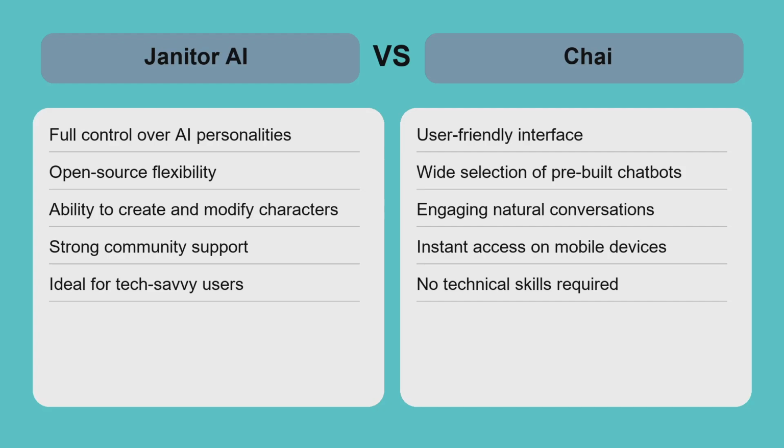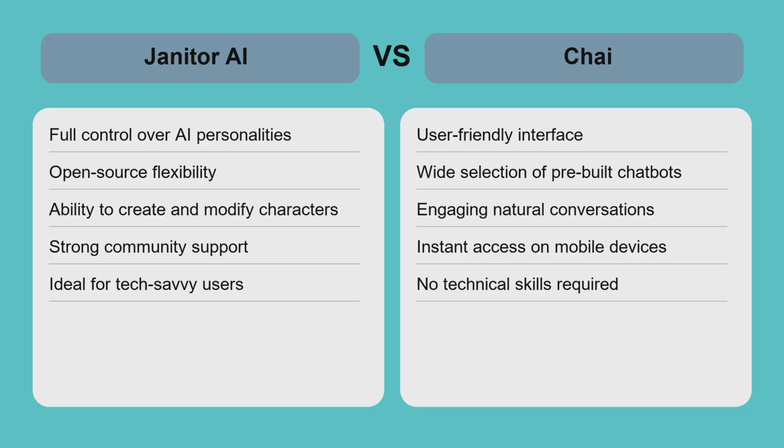Comparing Janitor AI and Chai highlights a trade-off between customization and convenience. Janitor AI excels when you want full control over AI personalities and are comfortable tweaking settings or code. It suits creators and tech-savvy users who value open-source freedom. Chai, in contrast, delivers a ready-made, polished experience with a wide selection of chatbots accessible instantly on mobile devices. It's perfect for casual users seeking variety and ease without setup.